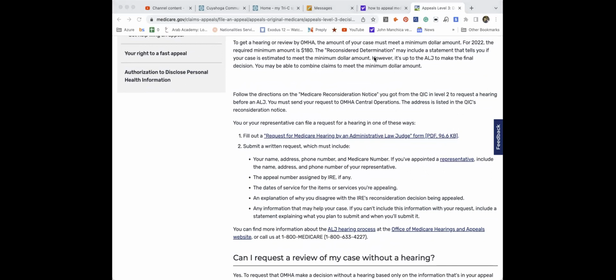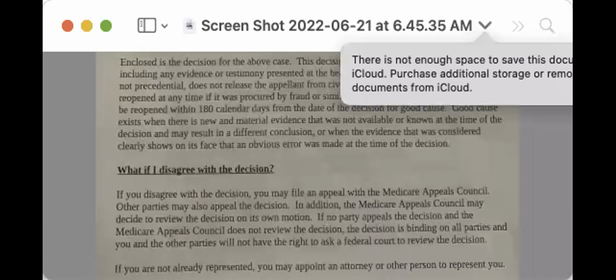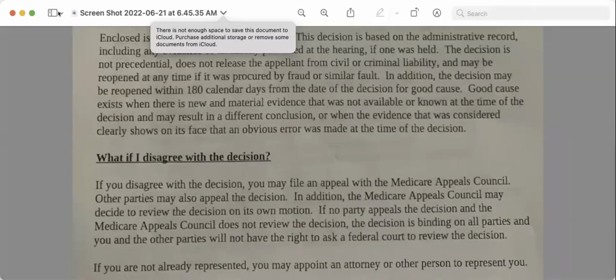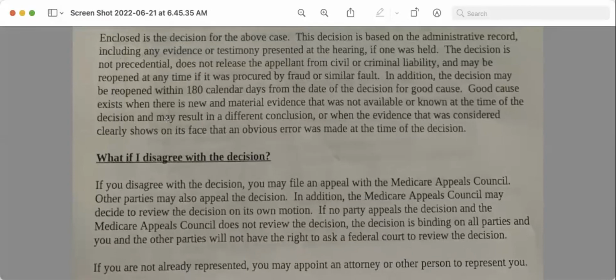Let me stop sharing and let me share this. Okay, so this is what happened. All the person's information is redacted, but they went to the ALJ hearing. The decision may be reopened within 180 calendar days from the date of the decision for good cause. Good cause exists when there is new and material evidence that was not available or known at the time of the decision and may result in a different conclusion, or when the evidence that was considered clearly shows on its face an obvious error was made at the time of the decision.